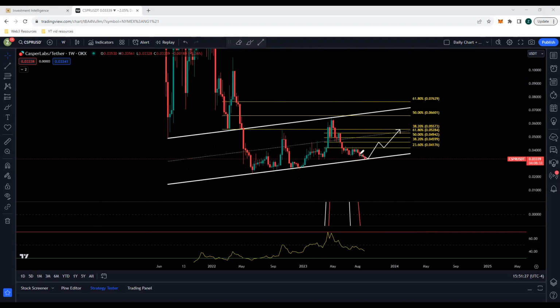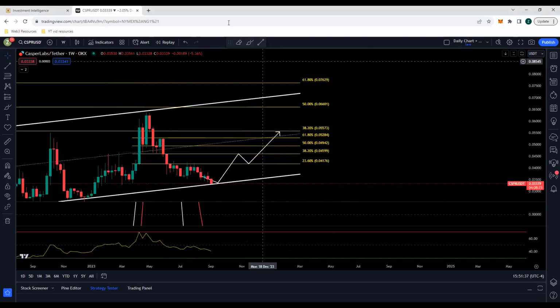Now, we said that we would most likely come down and test this in the last video and we'd be looking for a bounce up, right? And these are going to be some of the major levels that we're looking for a bounce to the upside at. It's going to be right through here.